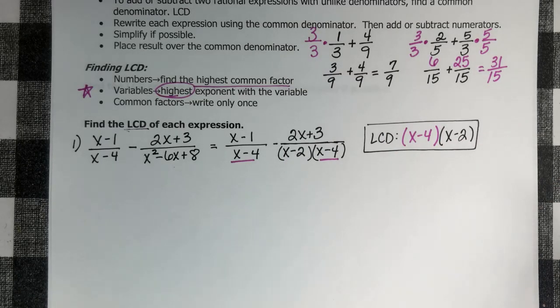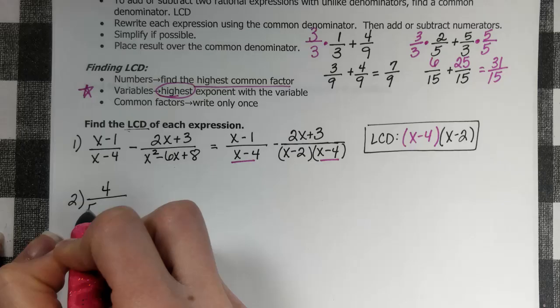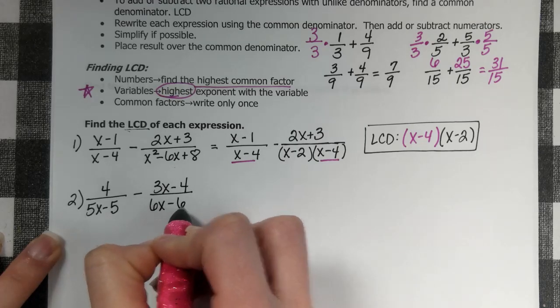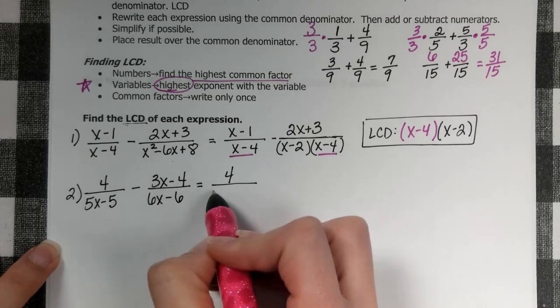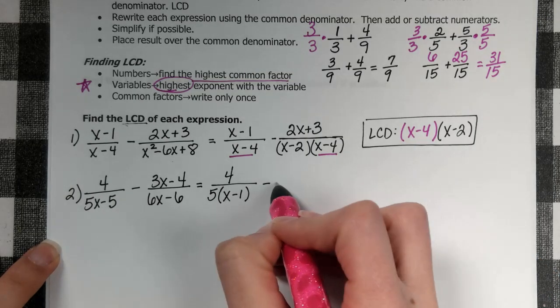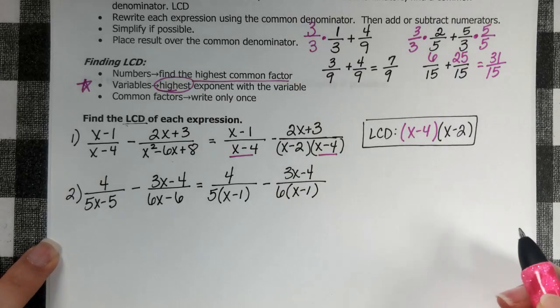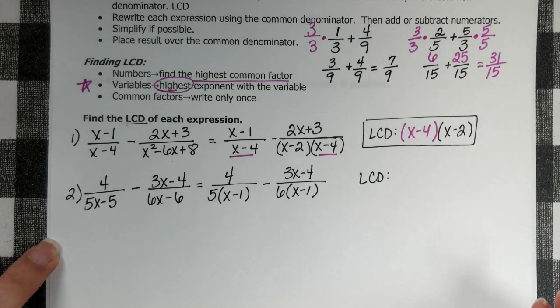Okay? So let's say I have 4 over 5x minus 5 minus 3x minus 4 over 6x minus 6. Okay? What can I do with the 5x minus 5? Take out a 5 as a GCF, and that leaves me with x minus 1. Minus that 3x minus 4, and then I can take out 6 as my GCF, and that leaves me with x minus 1. Okay? So if I'm just finding a common denominator, what do you notice? I have x minus 1 in both. So that's already common. It's going to be listed as what I need.